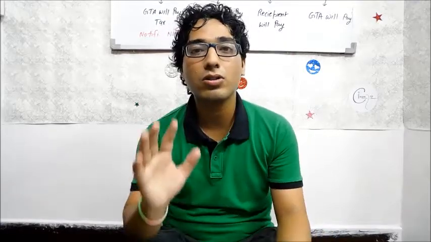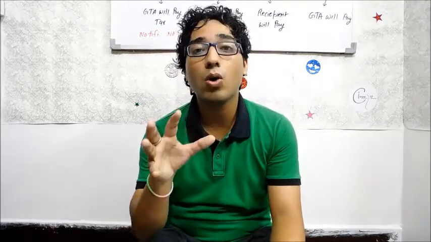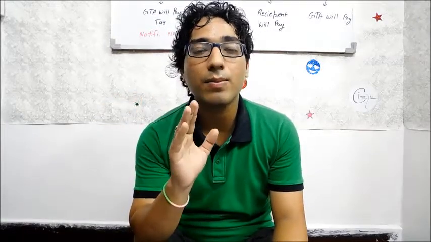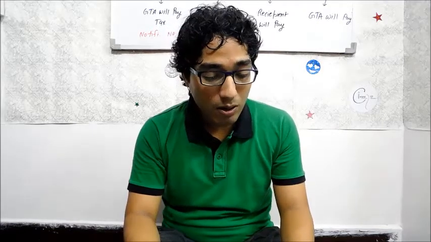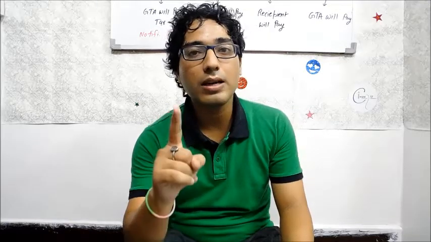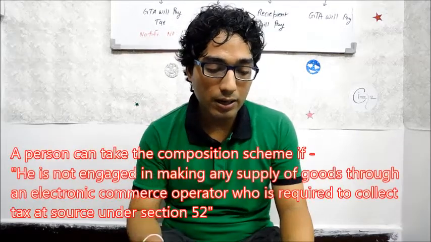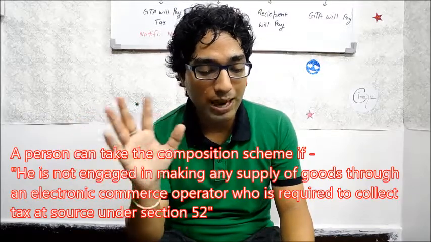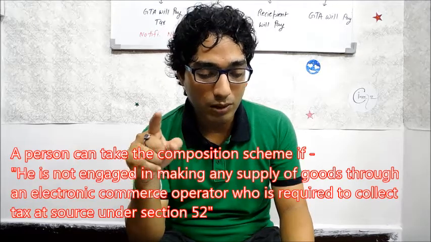Now coming back to your question, whether you can take the composition scheme if you are a restaurant owner supplying goods or restaurant related services through Foodpanda. Section number 10 subsection number 2 deals with the conditions for opting for the composition scheme. Clause D is one of the conditions, and it says that he can take the composition scheme if he is not engaged in making any supply of goods through an electronic commerce operator who is required to collect tax at source under section number 52.